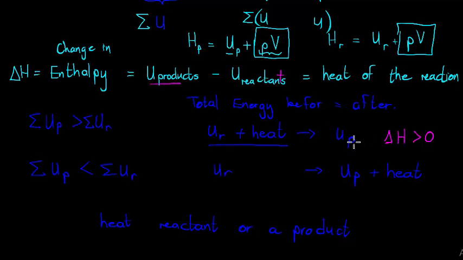So in order to form the product, I needed energy in my reactants, which means that this is called an endothermic reaction. Now, endothermic means heat had to be added, energy had to be added to the system. The opposite would be exothermic.